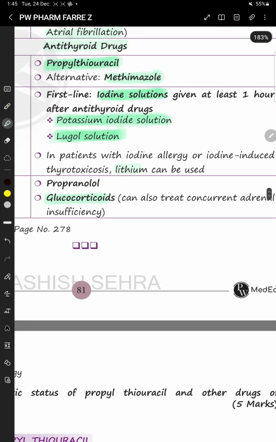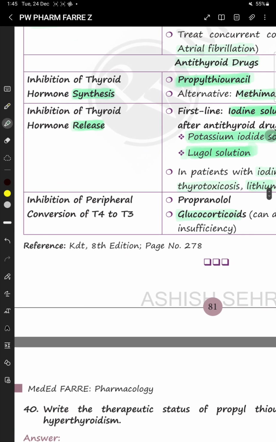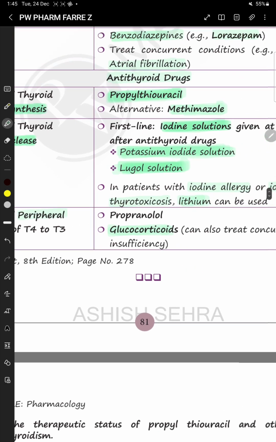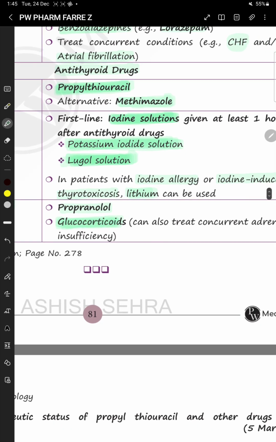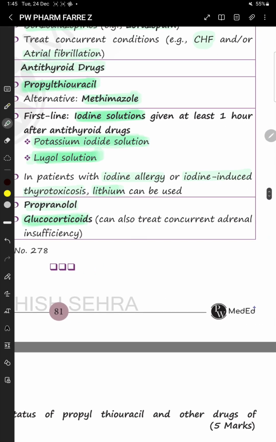If the patient has an iodine allergy, or in cases of iodine-induced thyrotoxicosis, lithium is used to inhibit the release. Then for inhibition of the peripheral conversion of T4 to T3, propranolol and glucocorticoids are used. Glucocorticoids can also treat the relative adrenal insufficiency.